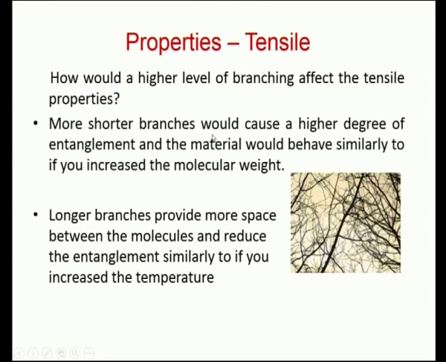Now this is going to have an effect on its tensile properties. Supposing you have more shorter branches, this would result in a higher degree of entanglement, and the material would behave similarly to when you increase the molecular weight. So short branches are similar to high molecular weight materials, because in both cases there will be a higher degree of entanglement. Now what happens if you have long branches? Long branches provide more space between the molecules, and therefore this will reduce the entanglement, similarly to if you increase the temperature. So the effect of temperature or molecular weight could also be achieved by preparing short branched or long branched materials.